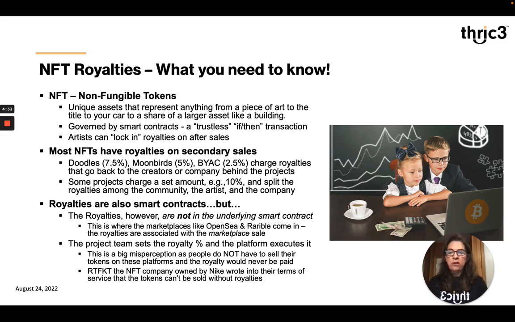All NFTs are governed by smart contracts. These are basically fancy if-then statements. If A happens, then execute B. They're trustless in that you don't need a third party, a mediator, some middleman of some sort to provide that transaction. You don't need trust. It will just happen automatically.